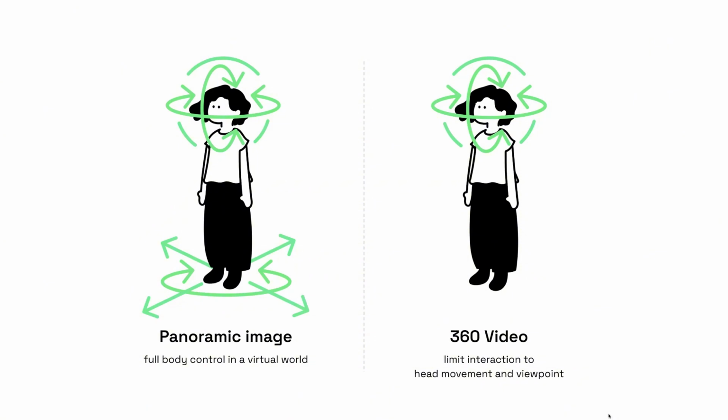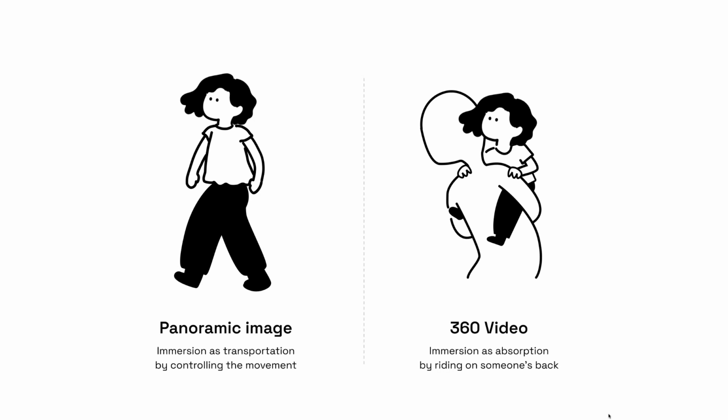Additionally, due to the nature of video media, viewers typically follow a predefined narrative in chronological order rather than actively exploring. So, in other words, panoramic images can give users full controllability and feel like they are really in there. But 360 videos limit users' movement and make them feel more like being guided around by riding on someone's back.